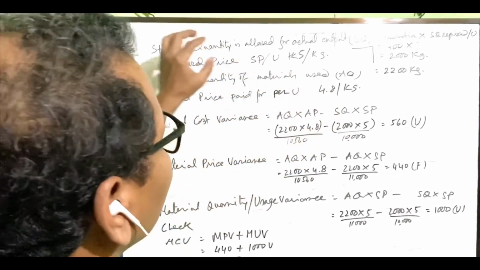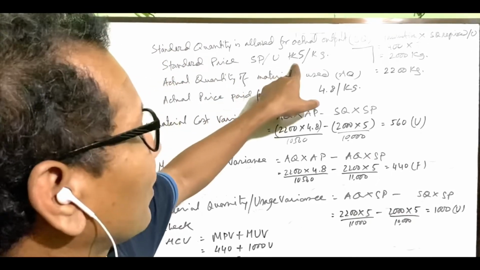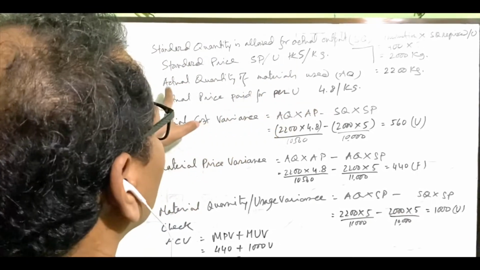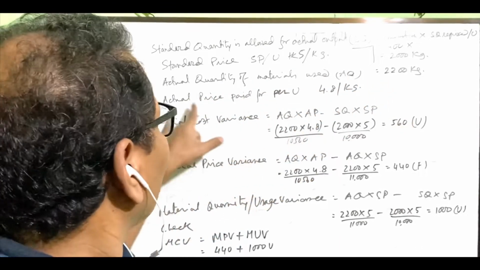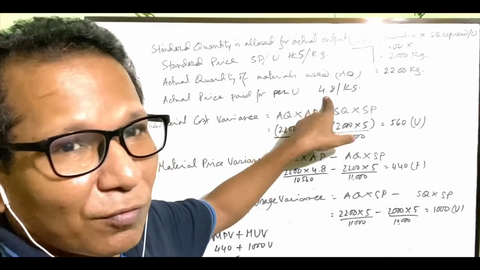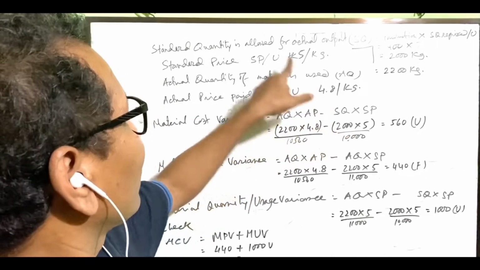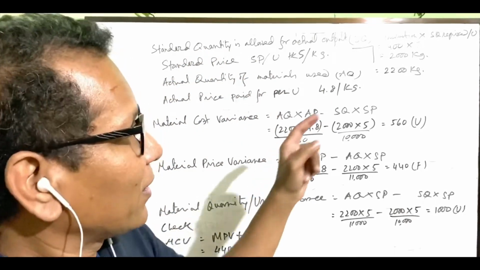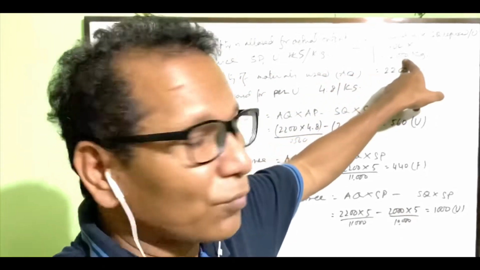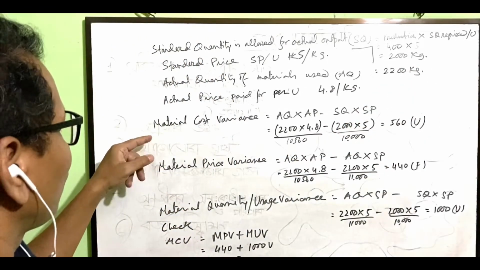So we are given standard price taka 5 per kg, actual quantity 2200 kg, and actual price per kg 4.8 per kg. We are not given standard quantity that is allowed for actual production, that we calculate, 2000 kg. Then look at the solution.